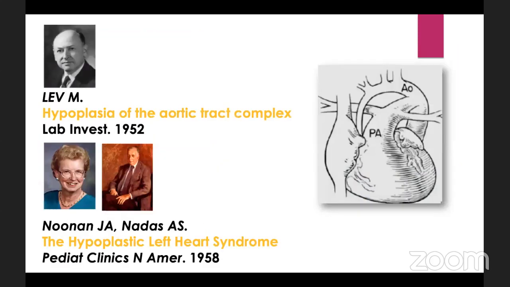However, there are people who first developed interest in this entity and tried to identify it as a separate entity. Maurice Lev from Chicago had very early descriptions of what he called hypoplastic aortic tract complex. And soon after that, Noonan and Nadas coined the term hypoplastic left heart syndrome in 1958.